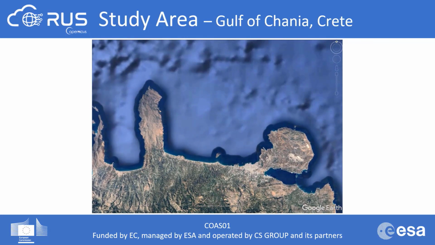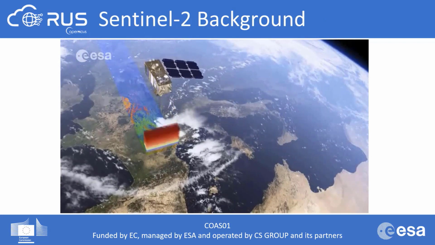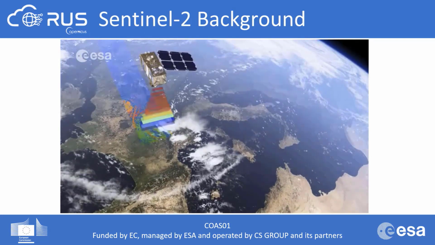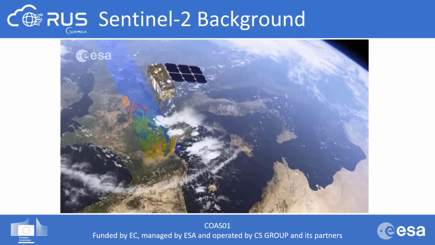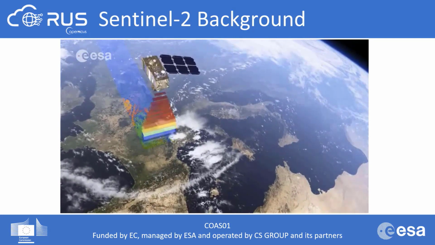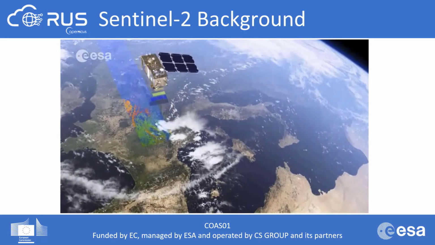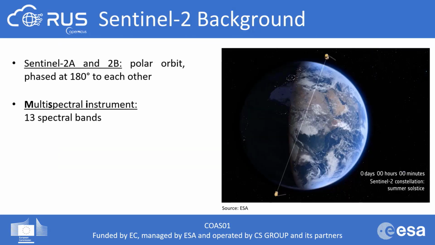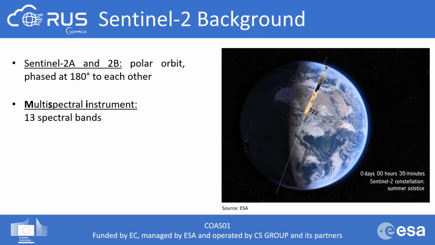So, for this exercise, we will be using optical data provided by the Sentinel-2 satellite constellation. The Sentinel-2 mission carries a passive sensor, which means it observes an object of the Earth's surface using external energy sources like the sunlight. It is formed by a constellation of two twin satellites, Sentinel-2A and 2B.